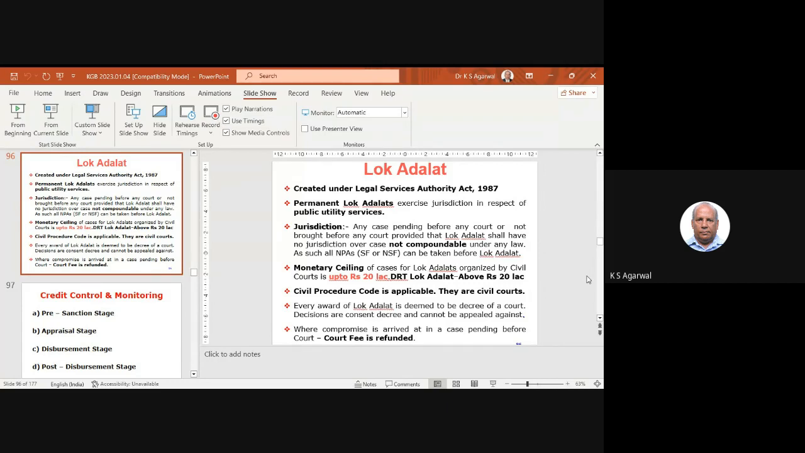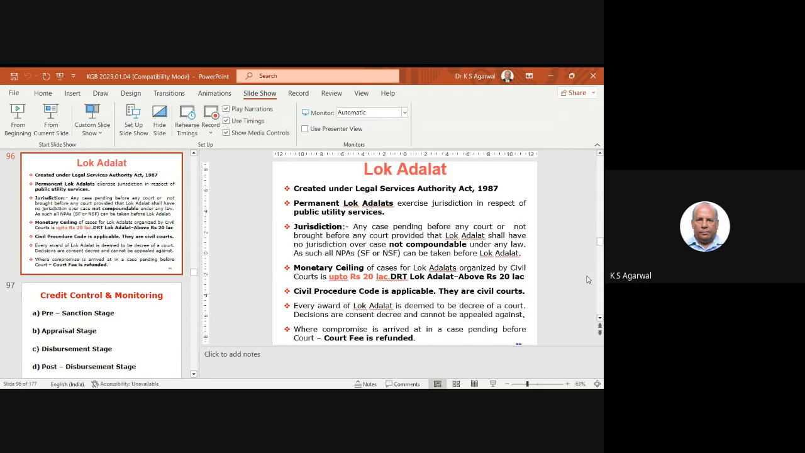No issues. Now, monetary ceiling, this you should remember. Lok Adalats organized by civil courts, up to 20 lakh they consider. DRT Lok Adalat above 20 lakh. CPC, Civil Procedure Code, is applicable here. They are all civil courts. They are deemed to be civil courts.